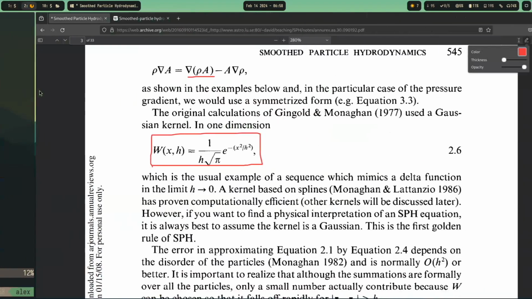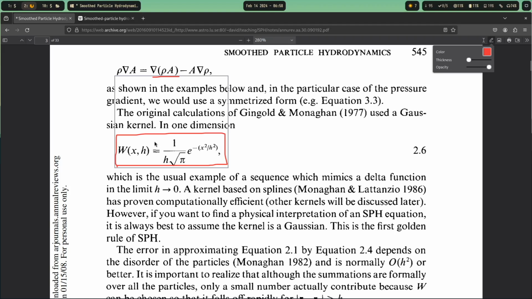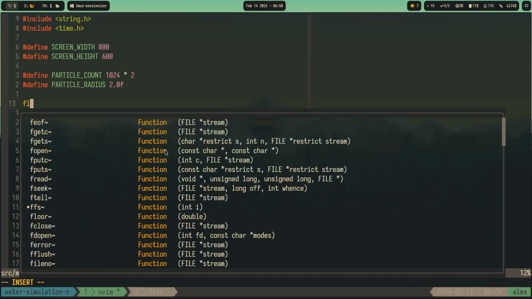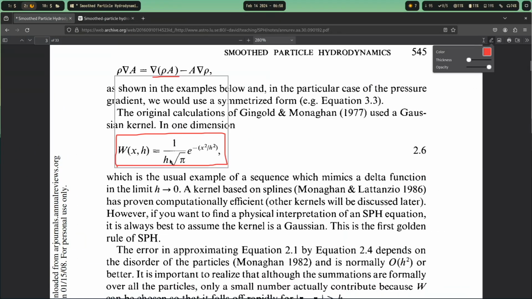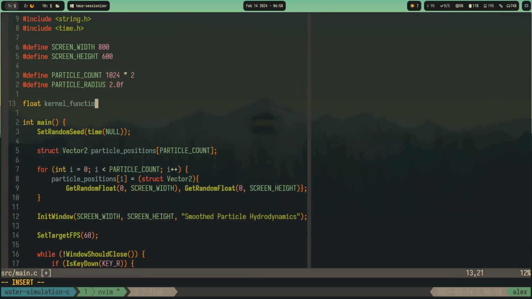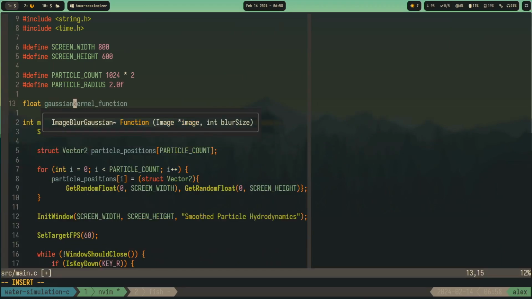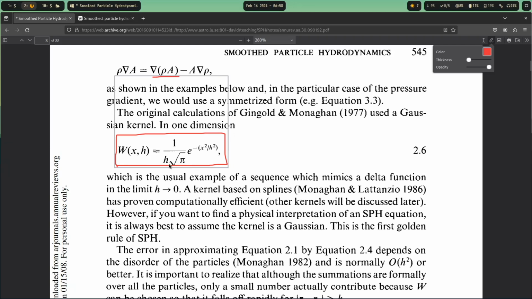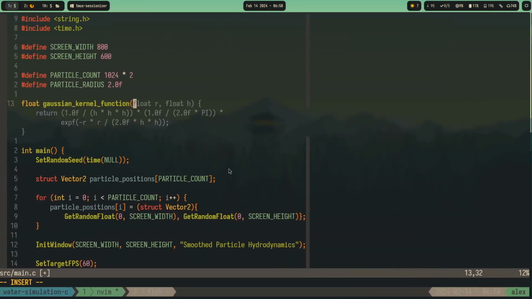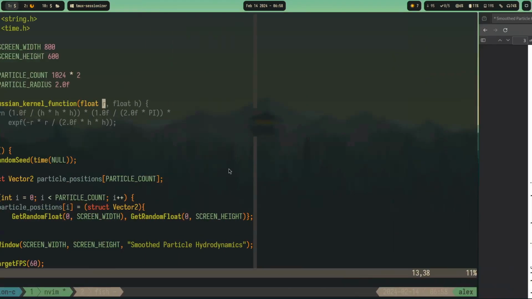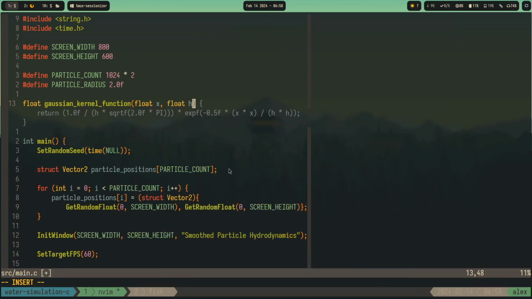It's basically going to return a float, I think. Right, it makes sense to return a float. Kernel function, and it's called a Gaussian kernel function, and it should get the distance between the particles, float x, and float h.